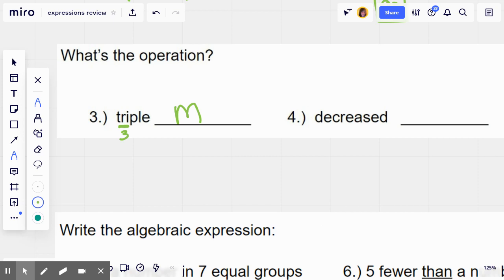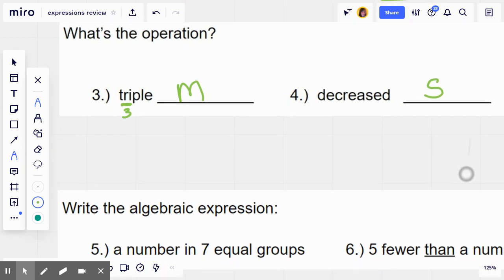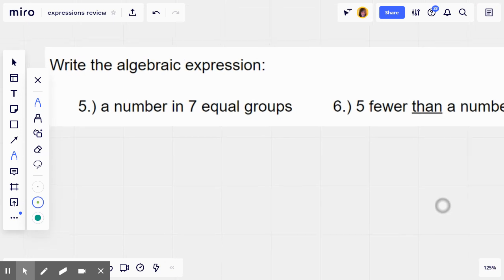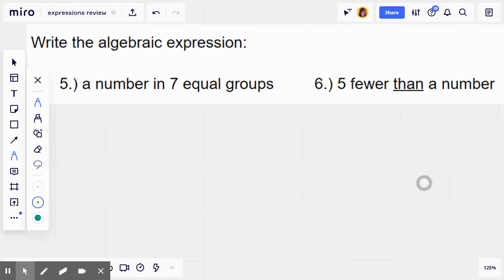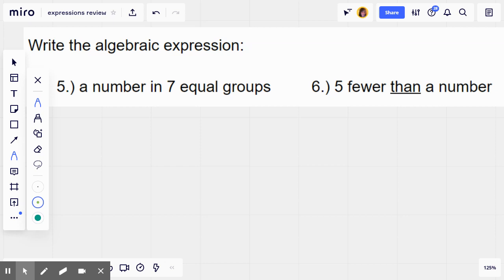How about decreased? Where do you find decreased? Decreased is a subtraction word. And of course, when we are writing these problems down, the order really matters. So just keep that in mind as we go to the next part. Write an algebraic expression: a number in 7 equal groups. I want to remind you that whenever you see a number, you can use any variable you want.